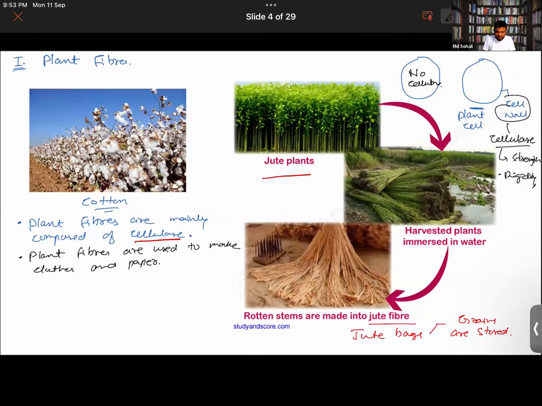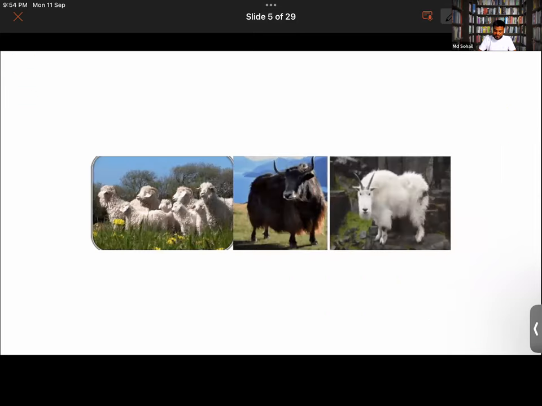So the next point about plant fibers is that cellulose generates long fibers, and many times it is highly lustrous. Lustrous means something that is shiny. Getting it now? One example here, we discussed, is the jute plant.